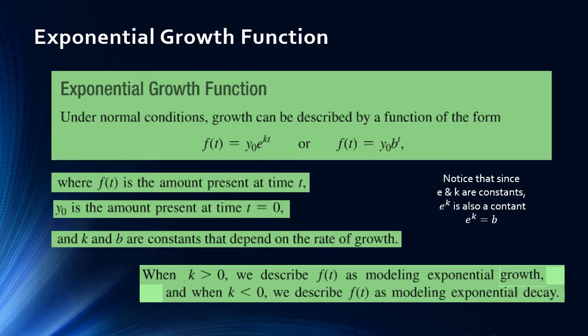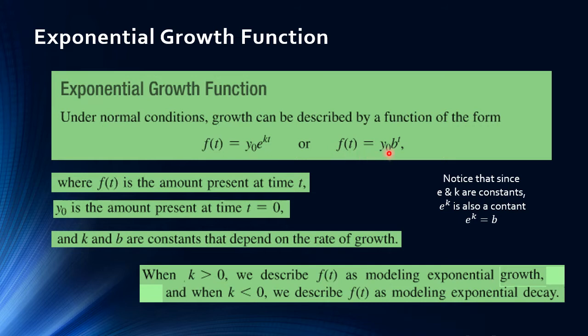Now look at these two equations and notice that since e and k in the first equation, e raised to the power of k, are both constants, e to the k is also a constant. This is like 3. If we estimate Euler's constant e as being 3, for example, and k is 3, we'd have 3 to the power of 3, which would be 27. So e to the k is a constant.